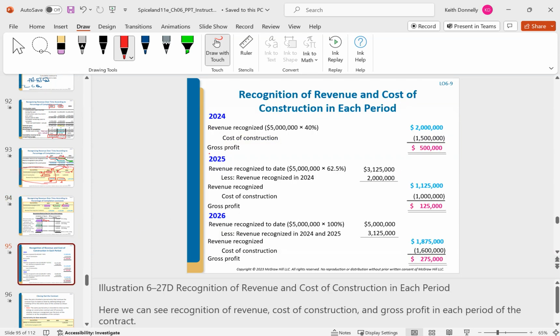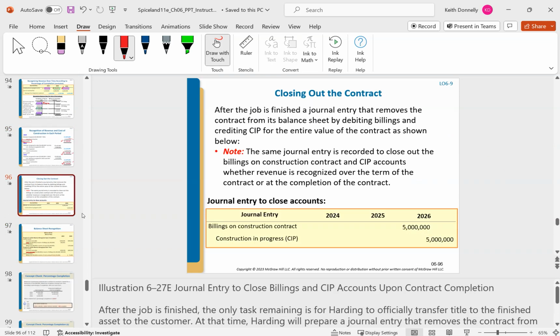Or you can think of it like your gross profit. The 500, the 125, the 275. That's the 900 for the entire contract there, broken out kind of pro rata on there. Then we have journal entry 5. We talked about this. This is the same for each of them. We got to get it off the books.